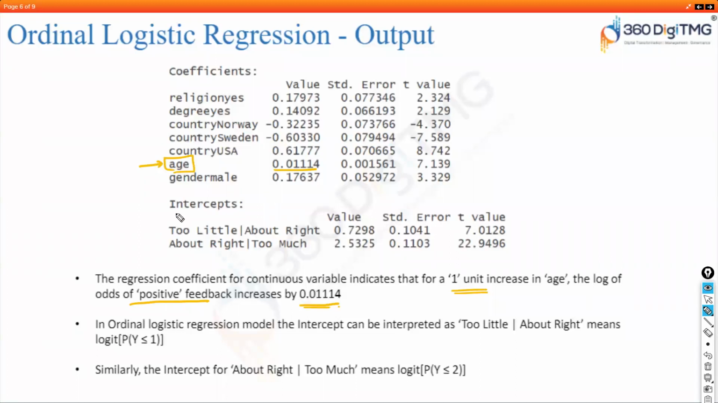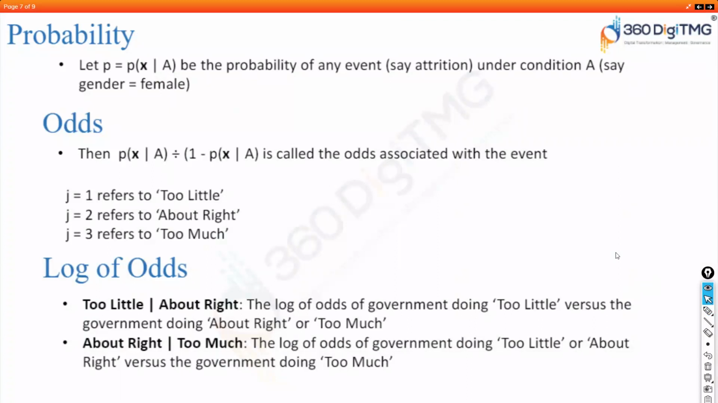Okay. When it comes to intercept values here, too little versus about right means it is for y less than or equal to 1. This about right given too much in comparison to too much would be called the probability of y less than or equal to 2. You try out various combinations. Okay, so there is nothing much about logistic regression beyond this. Then you have odds ratio and a different discussion.